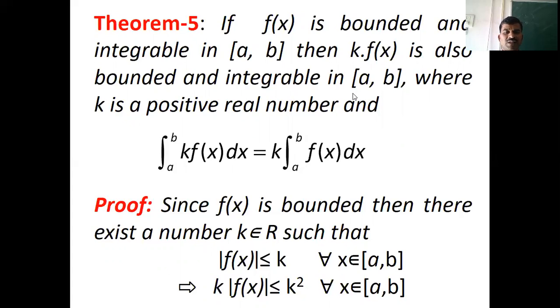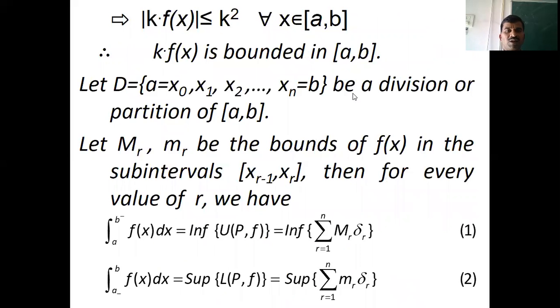Here also we can make use of the definition of boundedness. Since f of x is bounded, there exists a number k belonging to R such that the modulus of f of x is less than or equal to k for all x belonging to the closed interval AB. Multiplying both sides by k and taking k inside the modulus, ultimately k into f of x is also bounded in the closed interval.